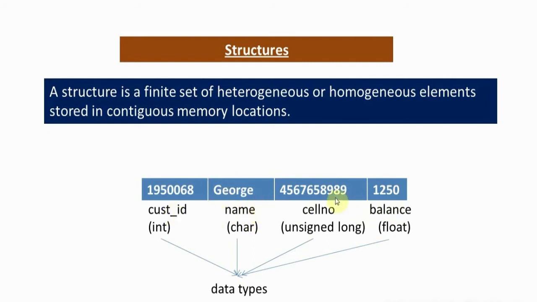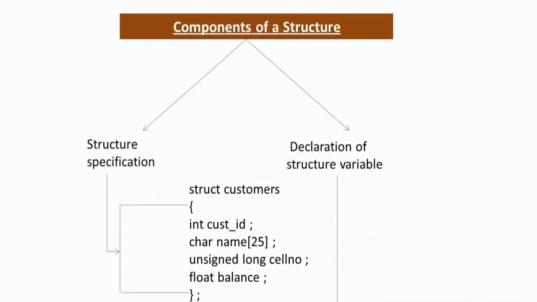For example, in this case, I have shown this structure whereby we are storing members like customer ID, name, cell number and balance. As you can see, the data type of customer ID is int, that of name is character string, cell number belongs to unsigned long, and balance belongs to the float data type. So in a structure we can have members of different data types.